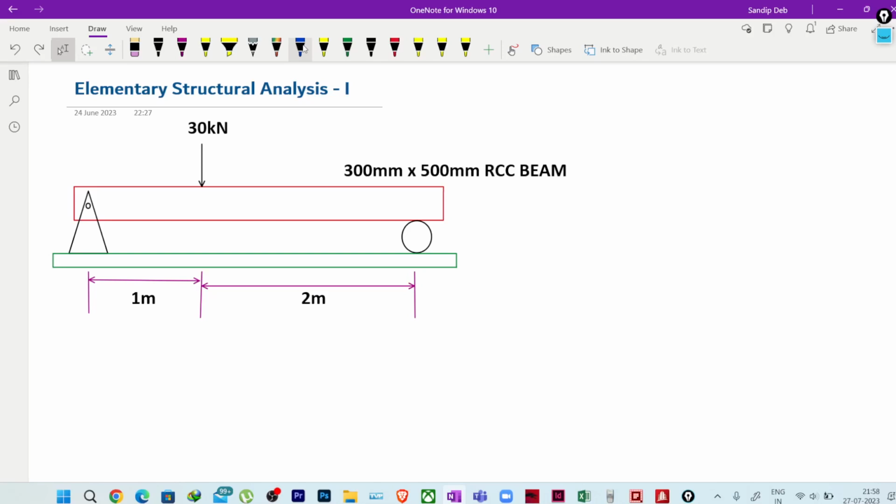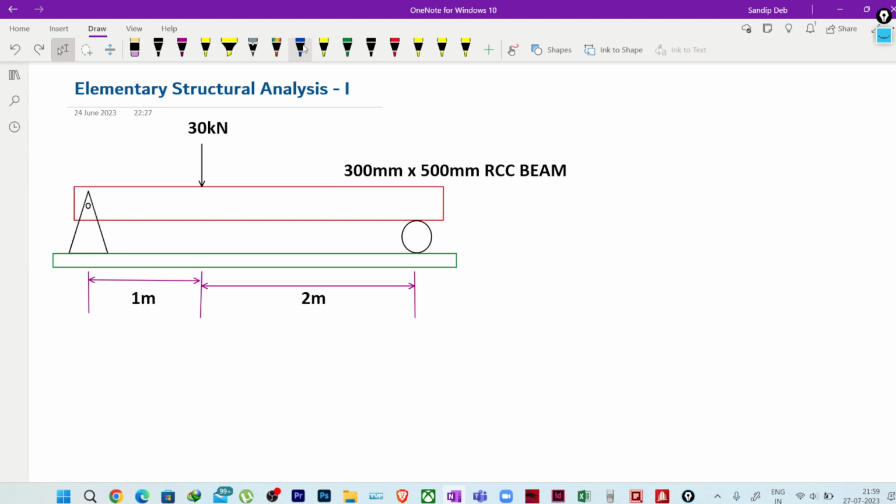So in this lecture, we are going to discuss a very simple beam analysis problem. As you can see on the screen, we have a very simple beam with some loading on it and some support conditions. We are going to analyze this beam manually.